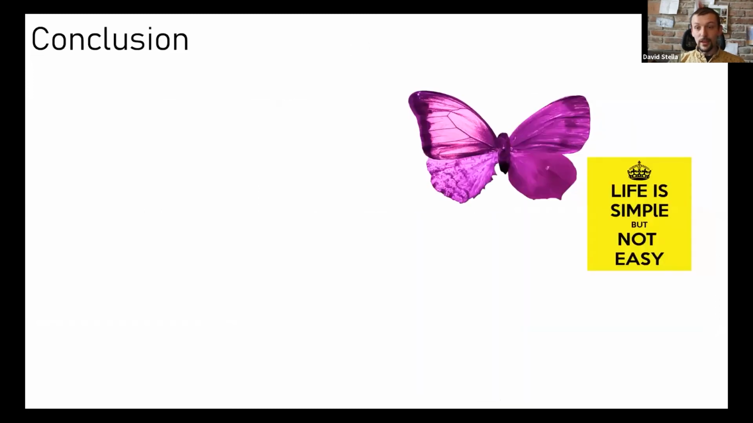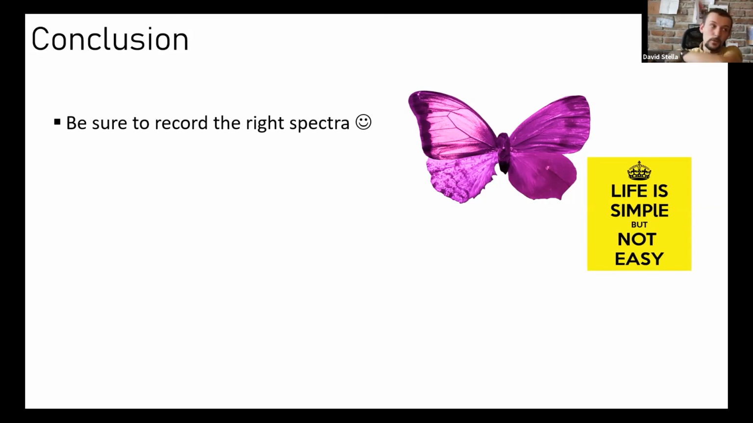So to conclude, definitely, if you want to use UV photography, be sure to record the right spectra, because unclear or erroneous methodology can result in unexpected or undesirable results, which could be due to inappropriate material, filters or camera. There are a number of papers which are not really dealing with UV photographs, but they think that they do.